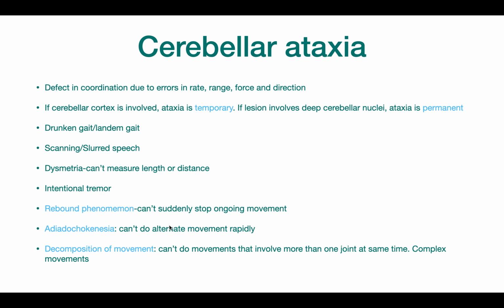most people, if you ask them to do an alternating movement and you tell them stop, they can stop. But in these people, they have to finish the movement before stopping. They can't just stop halfway, right? In adiadochokinesia, that's when you can't do the rapid movement quickly, or the alternate movement quickly. Decomposition of movement is problems with complex movements.